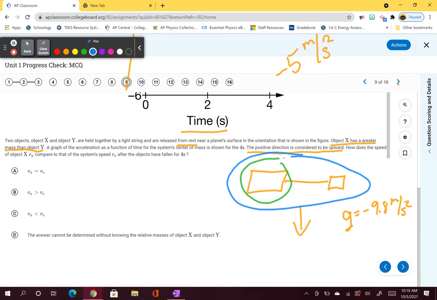So that means your answer is going to end up being A. Since they're together, it's not like it's going to start rotating. It's just going to fall, and it's going to fall at the same rate, because your acceleration due to gravity is always constant.